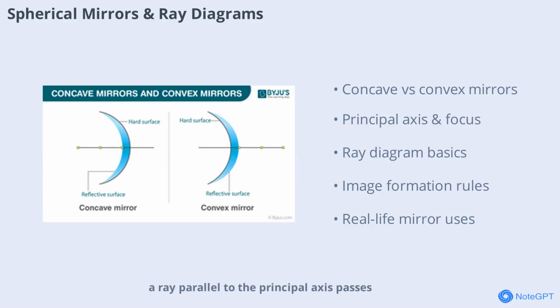For example, a ray parallel to the principal axis passes through the focus after reflection in a concave mirror. Meanwhile, convex mirrors always form virtual diminished images, making them perfect for vehicle rearview mirrors. These diagrams help us predict where and what kind of image will form: real or virtual, magnified or diminished. Let's see how these concepts come together in practical uses.